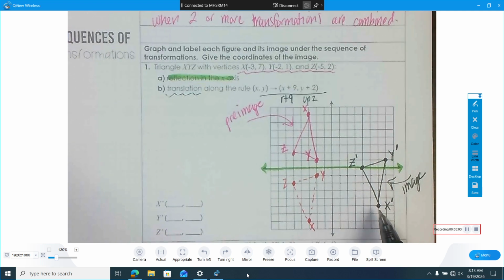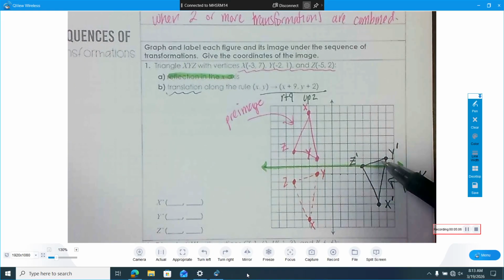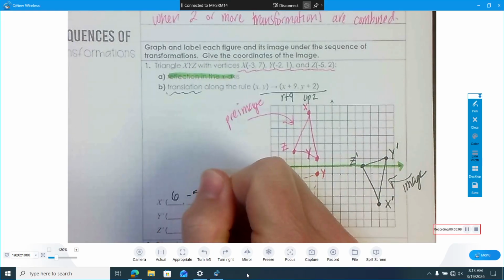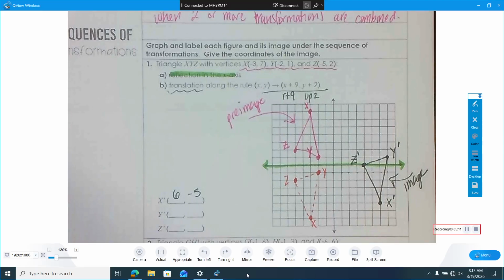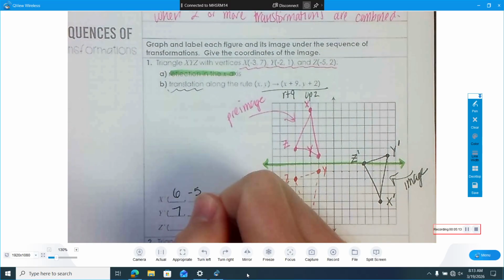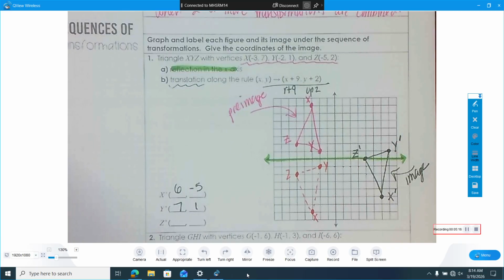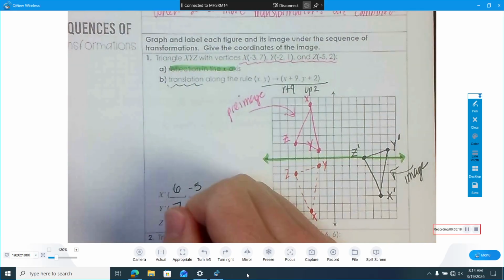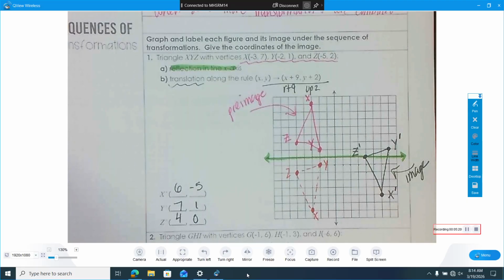All right, so x prime is at, looks like 6, -5. Y prime is at 7, up 1. And z prime is at 4, 0. All right, any questions on that one? Pretty easy, yeah? Super easy? Yeah, okay. Great, let's turn the page. We're going to do number 3.